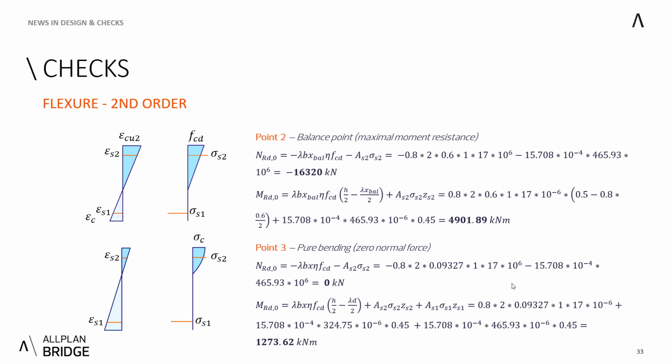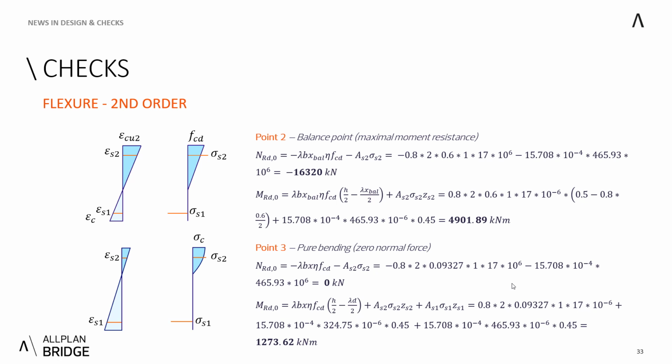Point 2 is the balanced point, maximal moment resistance, where we have reached the yield stress in the rebar, usually the bottom one, and we have reached also epsilon Cu2 in the concrete in compression. And by finding X balanced with the iterative approach, we can come up to minus 16,320 kilonewtons in axial force and 4,900 of the resistance in the moment.